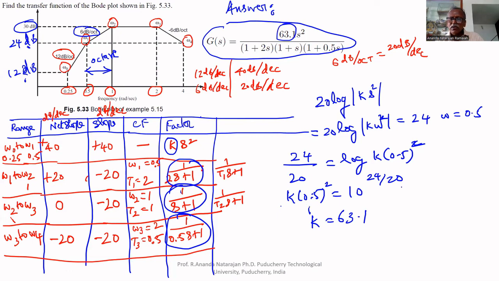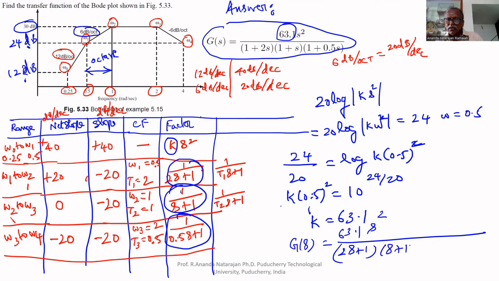So we got the value. Now we can combine all these things, and we get the transfer function G of s equal to 63.1 s square upon (2s plus 1)(s plus 1)(0.5s plus 1). Yes, we got the answer.